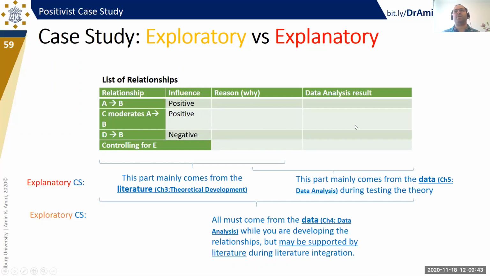So this makes exploratory case study a little bit more difficult, but it's going to be more rewarding because you're suggesting a new theory. But if you have an explanatory case study, you already have your nomological model, you already have your constructs, table of constructs, you have your list of relationships, these 3 columns. You just need to fill out this data analysis result. So of course, explanatory case study would be easier.